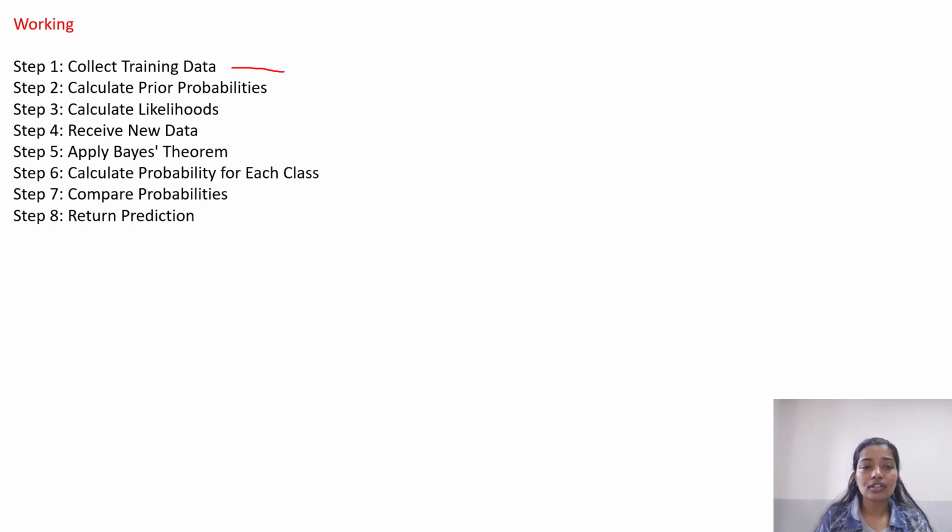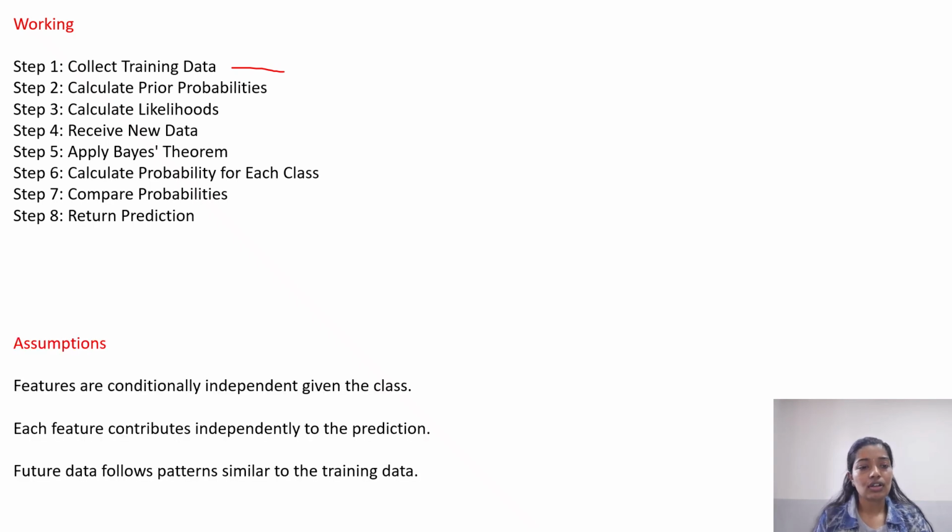Then we compare these probabilities. So we simply put the values in the formula, we get new values, and we simply compare them. And then we return the prediction. The class that has the maximum probability, the new data point will belong to that class. This is the working of the naive Bayes algorithm.